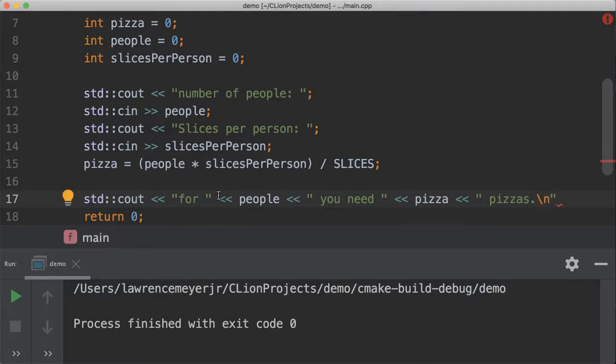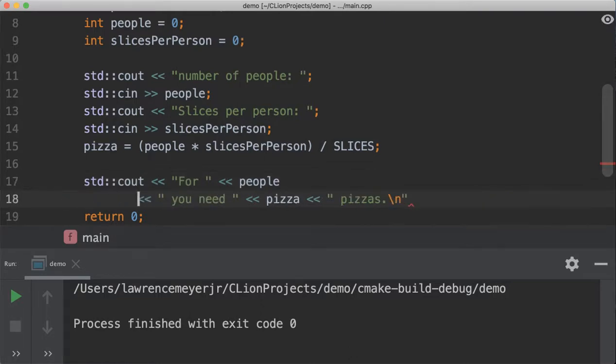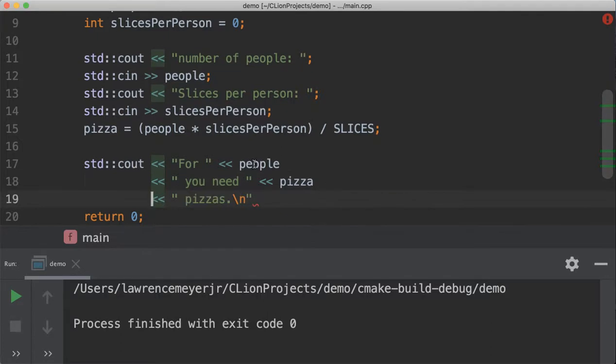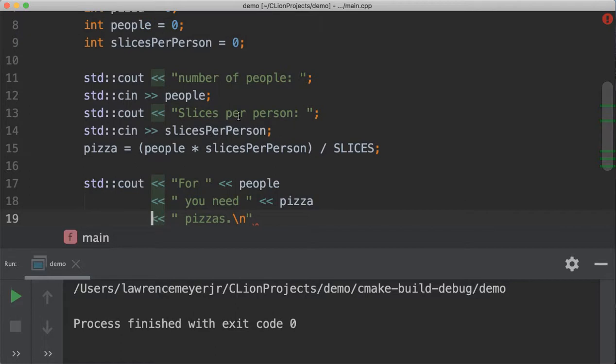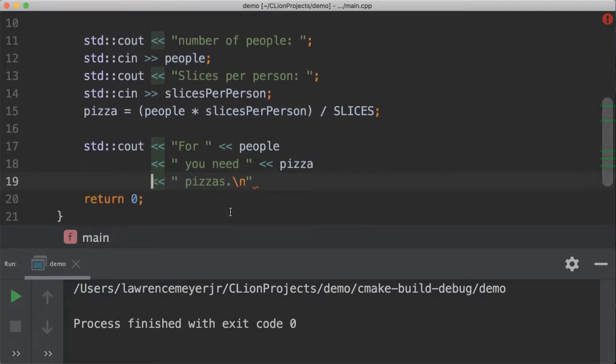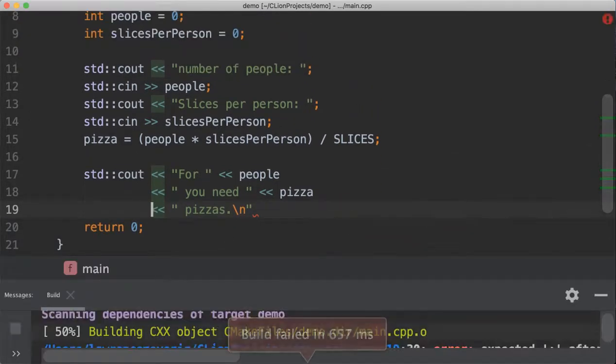And as last time, we'll clean it up a little bit. For the number of people you gave, you'll need this many pizzas based upon the number of slices per person. We can leave that out. So let's run it and see what happens. We failed. Oh, we forgot that dreaded semicolon.